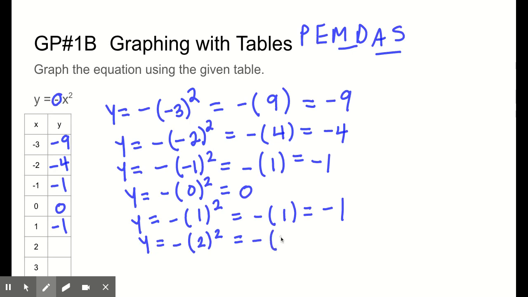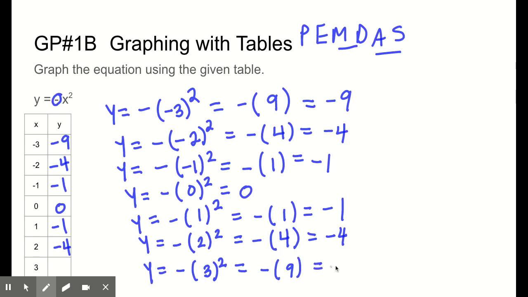+2 squared is 2 times 2 is 4. Excuse me, not 2, 4. And 4 times the -1 gives us a -4. And then lastly, we have a +3. 3 squared, 3 times 3 is a +9. Times that -1 is going to give us a -9.